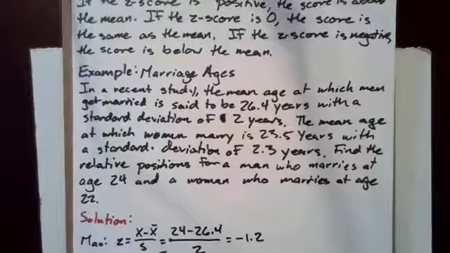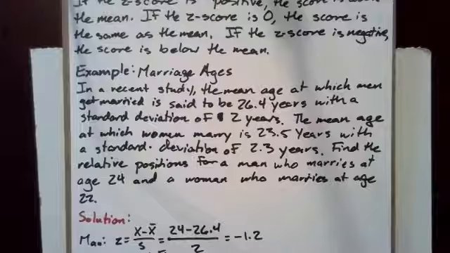If the z-score is positive, the score is above the mean. If the z-score is 0, the score is the same as the mean. If the z-score is negative, the score is below the mean.